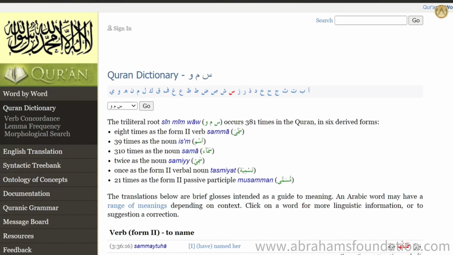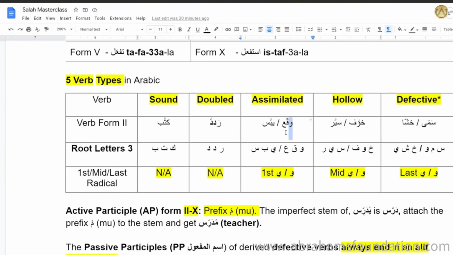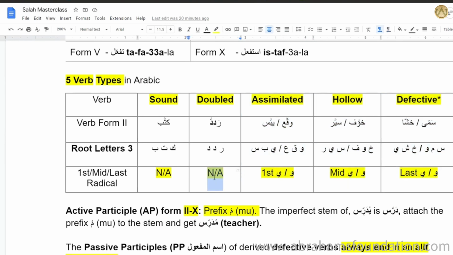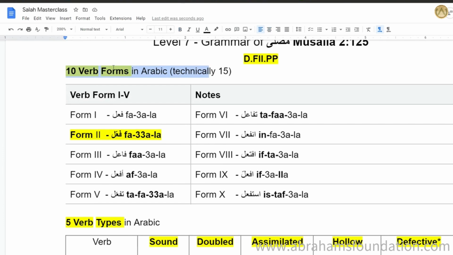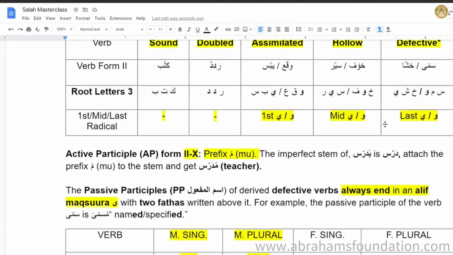Okay, let's look at this here. So this section here, that's all you need to know. From here to here, just these guys have it, so we can put nothing here. We can put NA, not applicable. We can just put nothing. So that's it. So 10 verb forms, 5 verb types. Easy. That's it. So you just need to know what is a hollow verb.